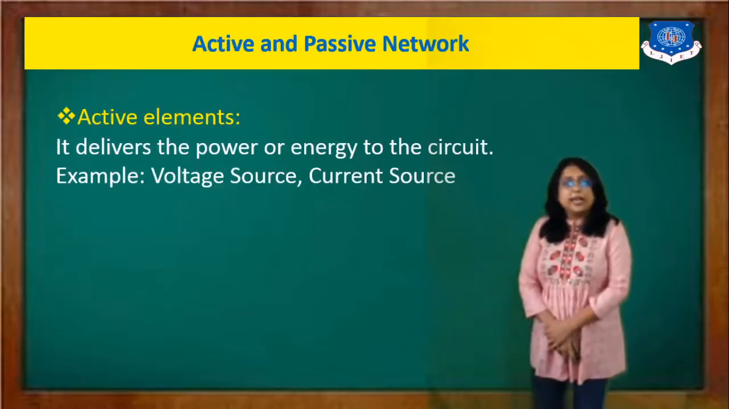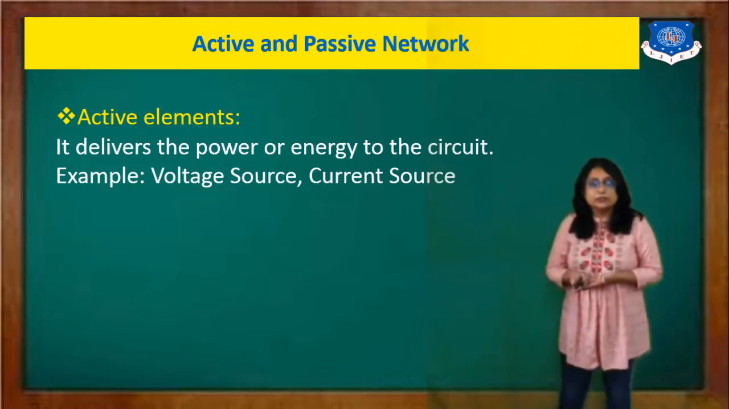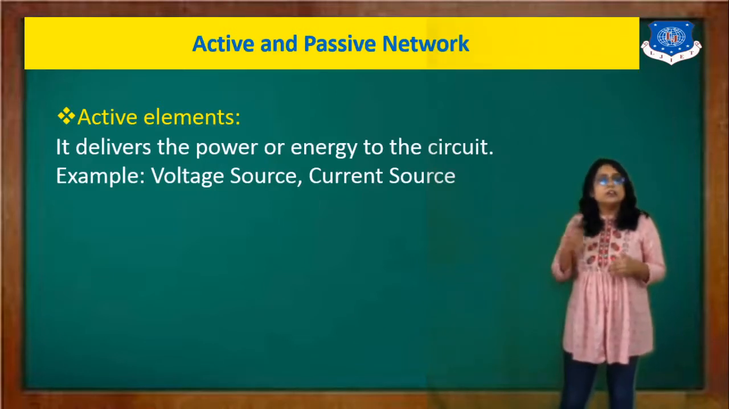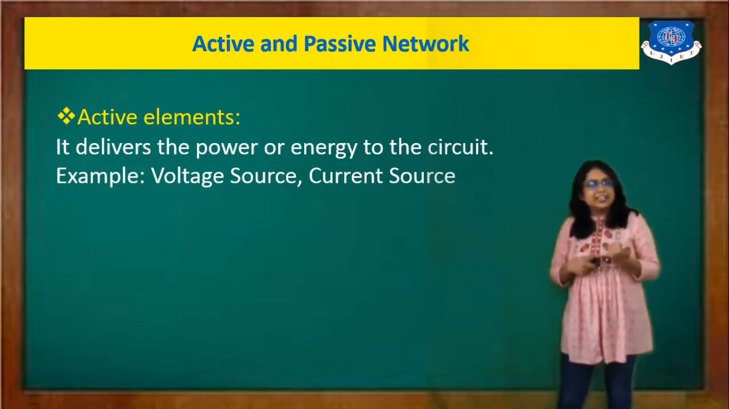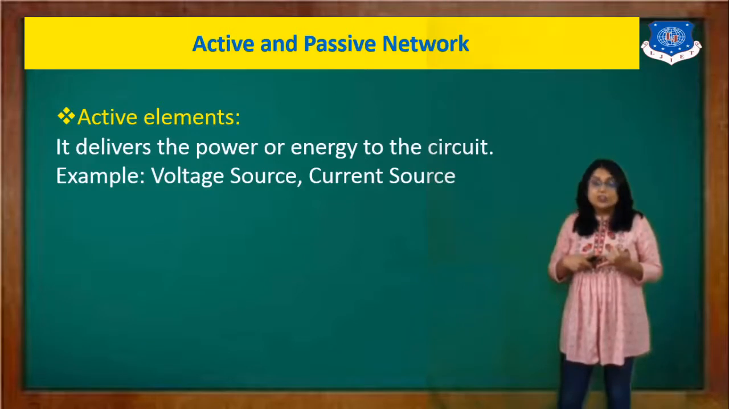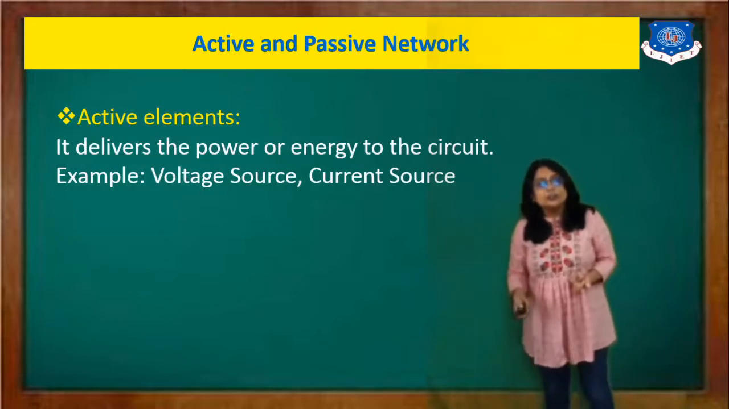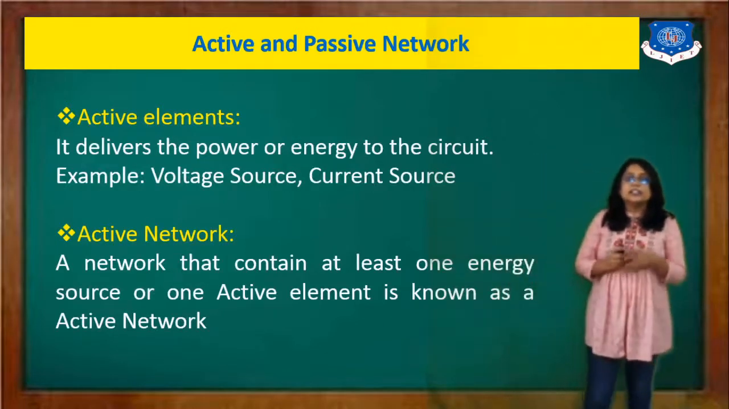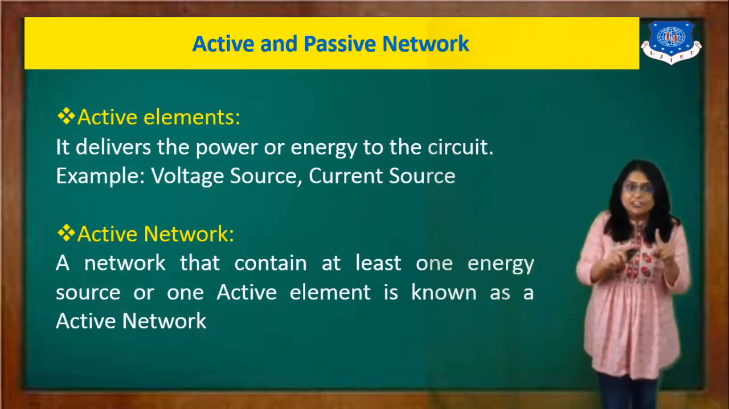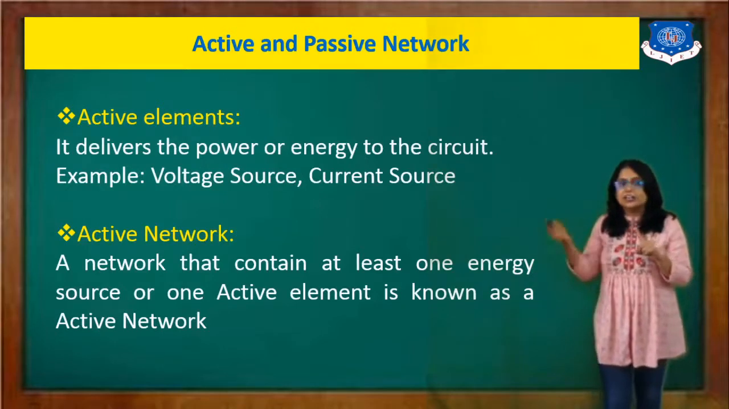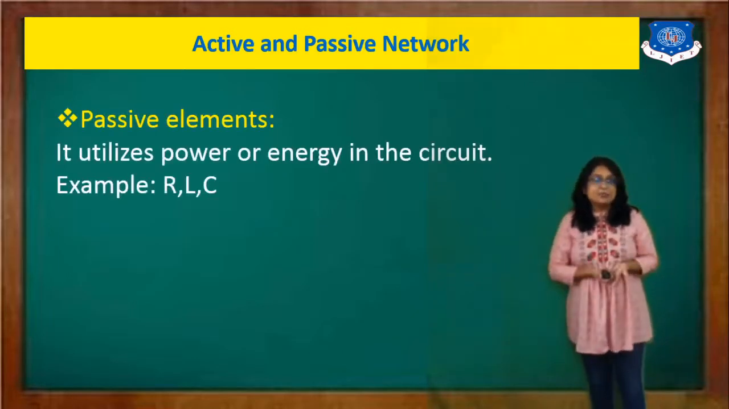So first is active and passive network. Before that, we see what is an active element. It delivers power or energy to the circuit. And yes, we know that. That is what it is: an energy source, voltage or we can say current source. So now we know the active element. Based on that, we will define what is an active network. A network that contains at least one energy source, and what is an energy source? That is either a voltage source or a current source, that is known as an active network.